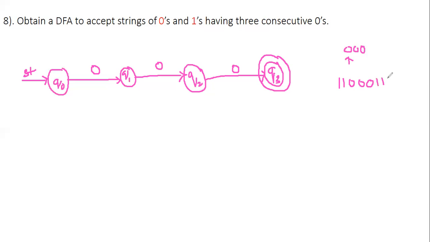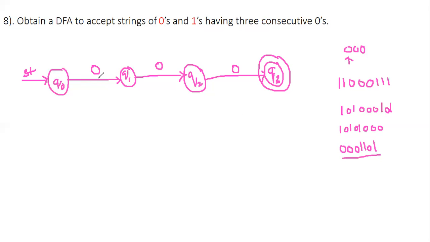If this is the case, then 101000101 is also possible. Then 10101000 is also possible. And also one more variety, 0001101. If this is the case, it is also accepted by this particular DFA. So now we have found the transition only for 0. Now we need to find the transition for 1 also.